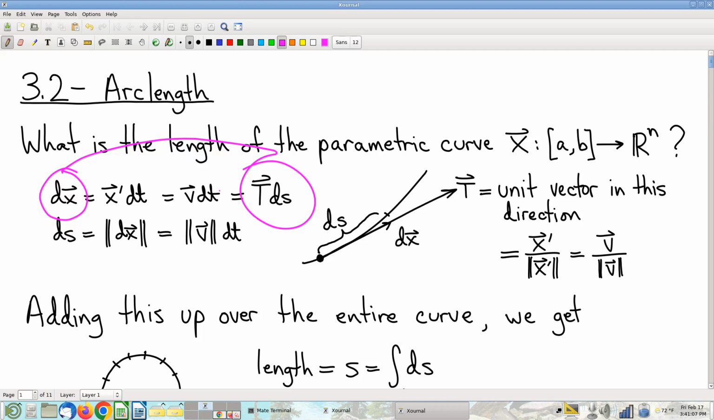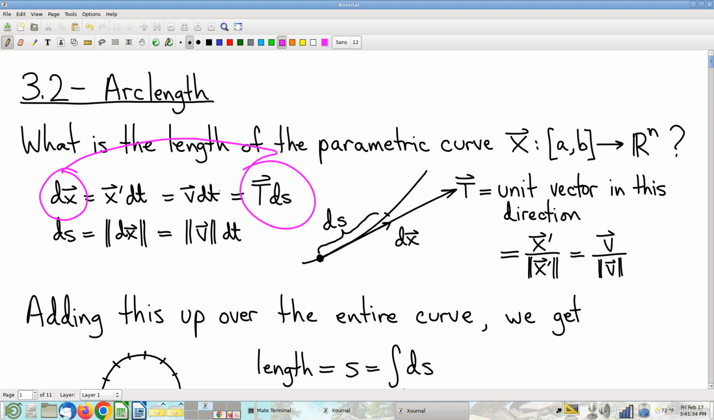These two vectors, dx and t ds, I claim they have to be the same because they both point in the same direction. Right? What direction does dx point? Well, it points in the direction the curve is going. What direction does t point? It points in the direction the curve is going. These two vectors point in the same direction. And what are their magnitudes? Well, dx, its magnitude is ds.